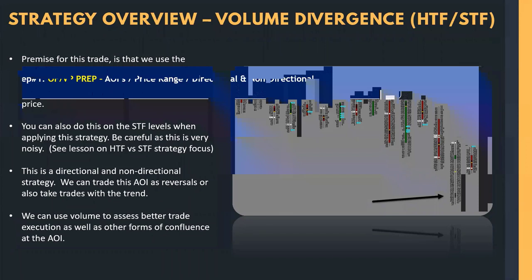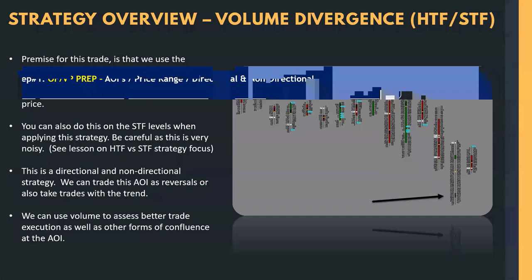But the point of the matter is that it's all the same. So it doesn't matter if you're doing it on time charts, volume charts, tick charts, range charts. It doesn't matter. Volume divergence is volume divergence. And the premise for this trade is that we locate on those time charts or any type of charts, the volume cluster divergence. This is where the volume shifts to the lows or the highs of the bars to stop price.